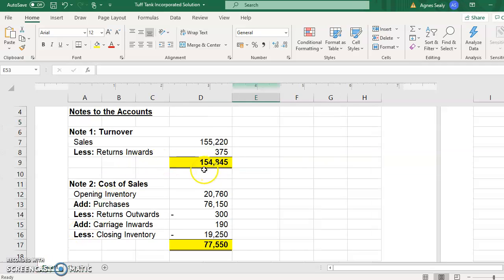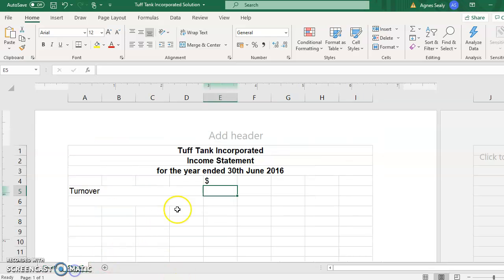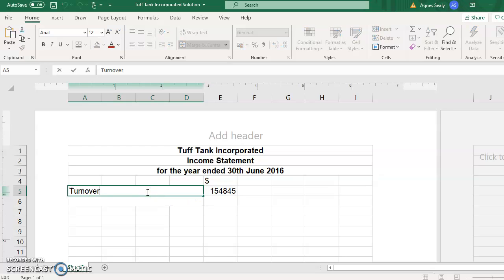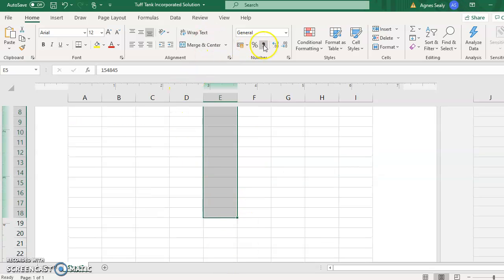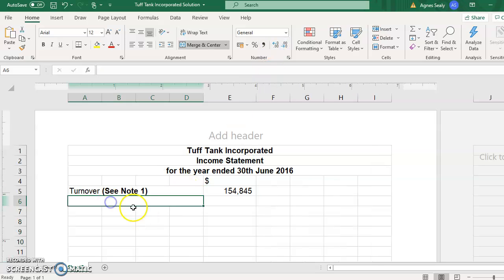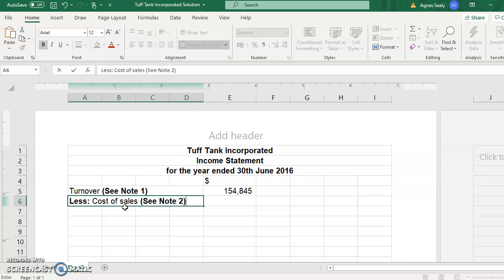So our turnover is $154,845, and we would place a little note here that says C note 1, so the person would know to go to the notes and look for note 1 and see how we would have calculated our turnover. Okay, so then from our turnover we say less, or we subtract, our cost of sales, and we will say C note 2.